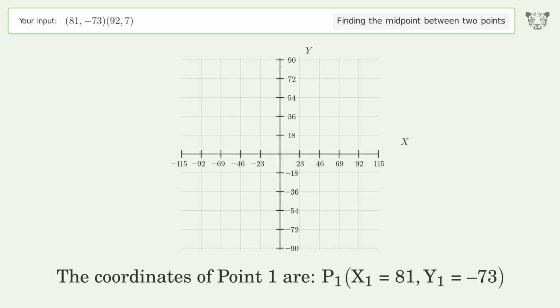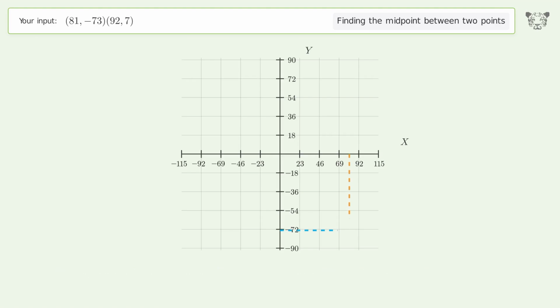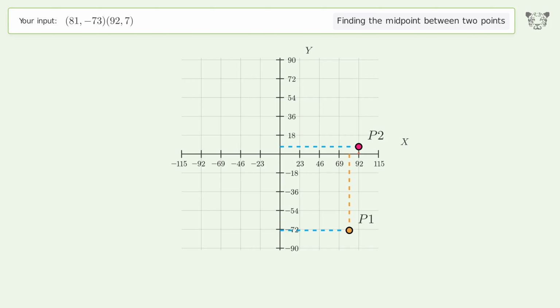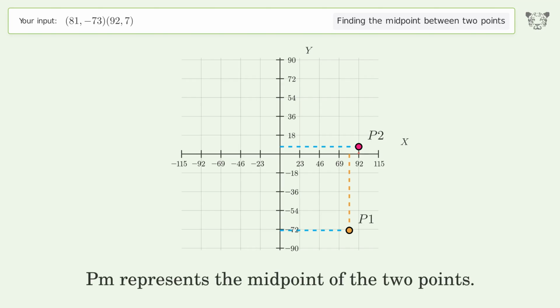The coordinates of point 1 are, x1 equals 81, y1 equals -73. The coordinates of point 2 are, x2 equals 92, y2 equals 7. PM represents the midpoint of the 2 points.